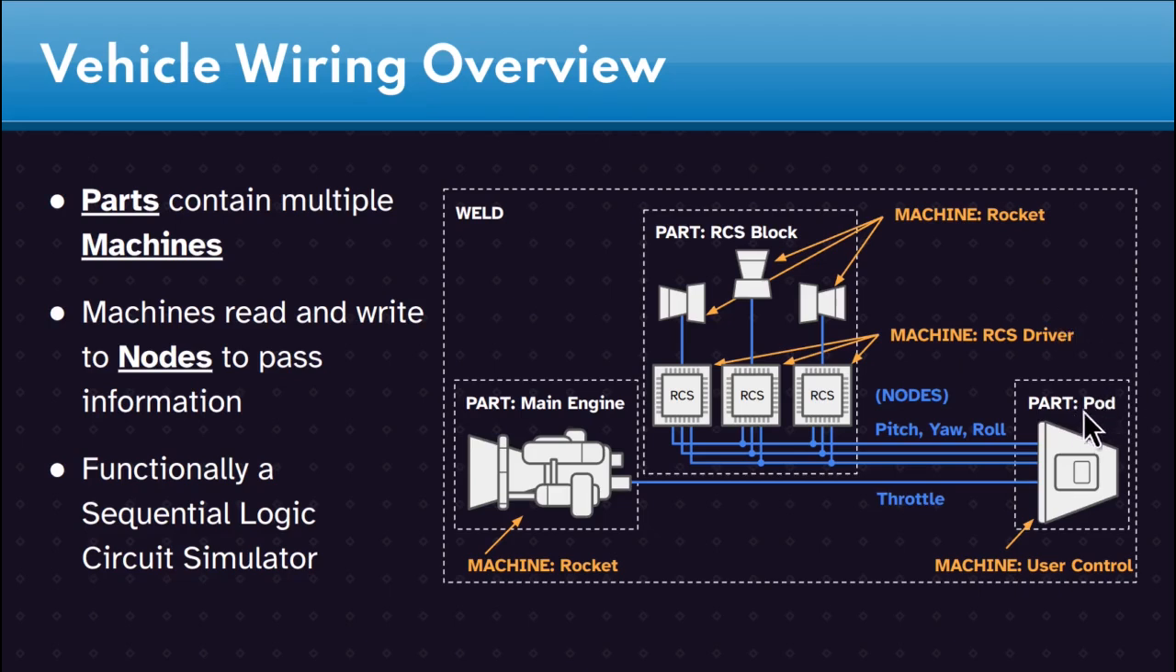But in this example, we have the command pod, which has a user control machine in it. And that would output pitch, yaw, and roll controls that can be read by the RCS controllers. The RCS driver, it used to be called RCS controller, I'm sorry. The RCS drivers will then convert the pitch, yaw, roll controls into a throttle value that the rockets can use. And there's also a throttle connection connected directly to the main engine, which is also a rocket.